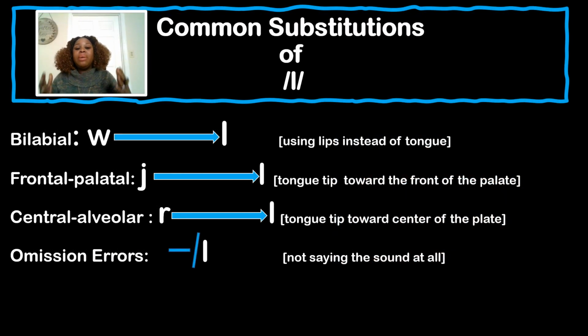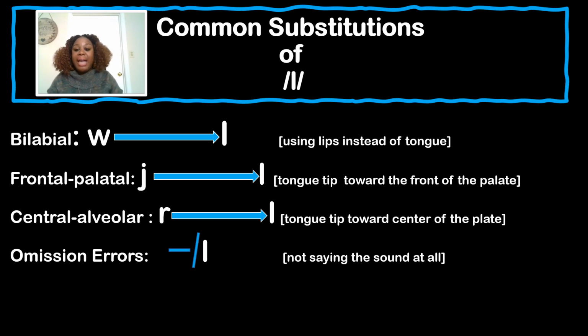Now, here are some common substitutions for L. Substitution errors simply mean that instead of making the L sound, you're making another sound for it because you're having difficulty getting that tongue tip up behind your teeth. The first one here is the bilabial. We learned from our first video that bilabial simply means the two lips. So people will do a W for L.